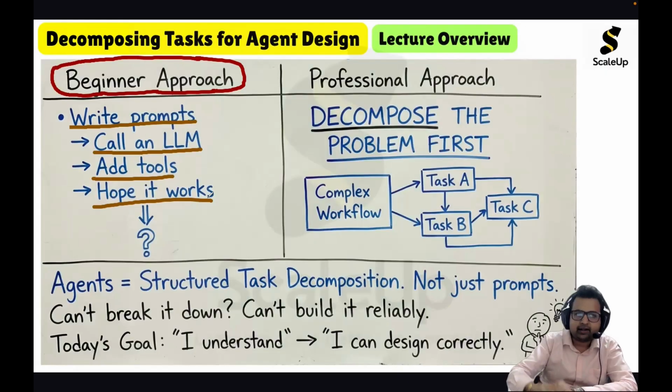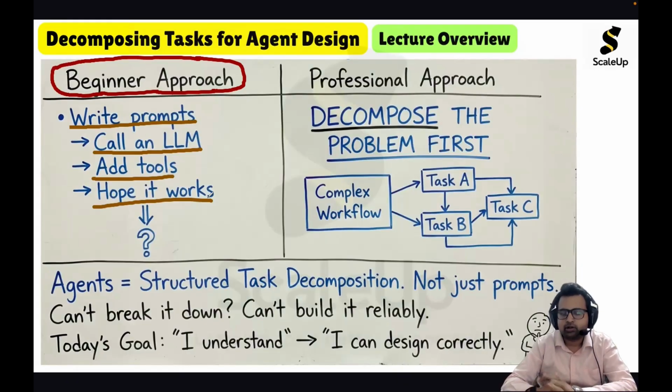When designing an agent, beginners know that an agent has to achieve a goal, so they come up with a workflow. What they do is they straight away write the prompts, give them to the LLM, and add some tools so that the LLM can call those tools. Then they hope they have built an agent which can perform some actions which will solve a problem.